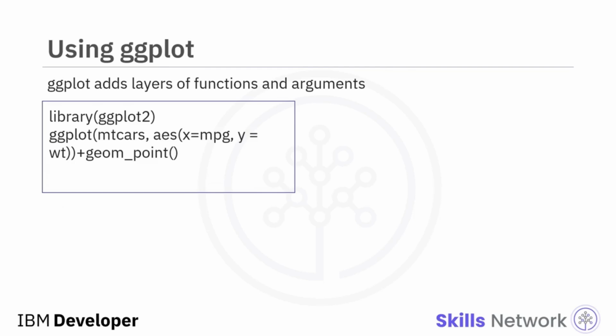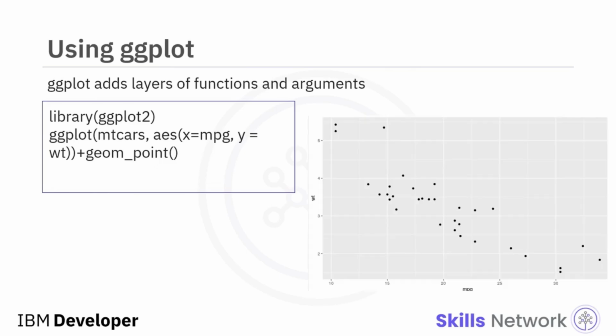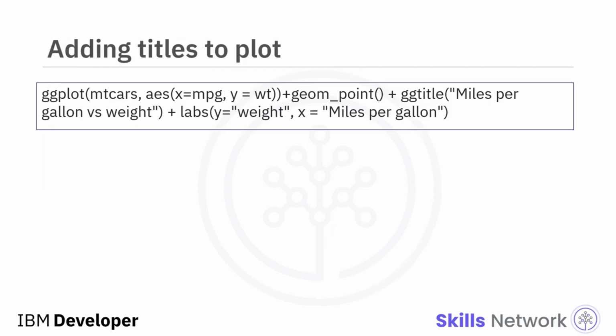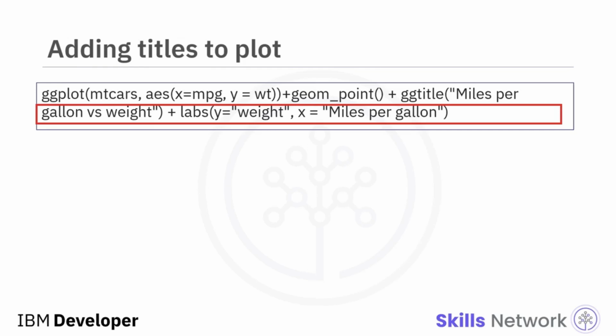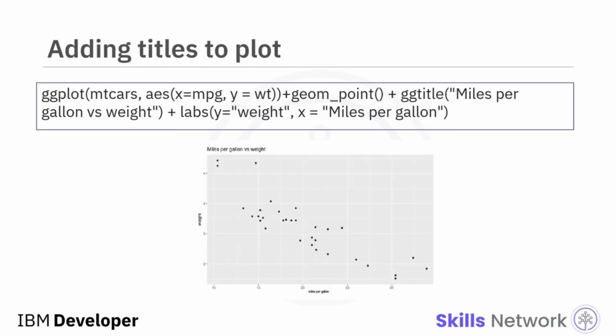Specify the x-axis as miles per gallon and the y-axis as weight. Then add the geom_point function to specify a scatter plot, otherwise it will return an empty plot. The output will be an easier-to-read plot. In addition, you can add titles and change the axis name by using the ggtitle argument and the labs argument to specify appropriate names for both axes. The result will be a graph with meaningful titles.